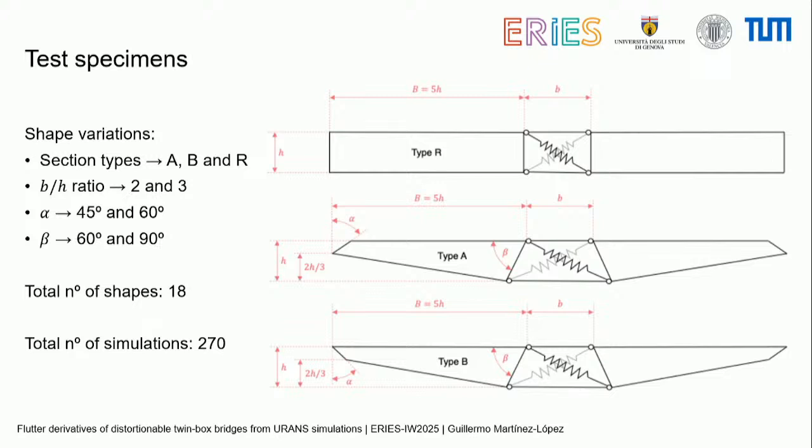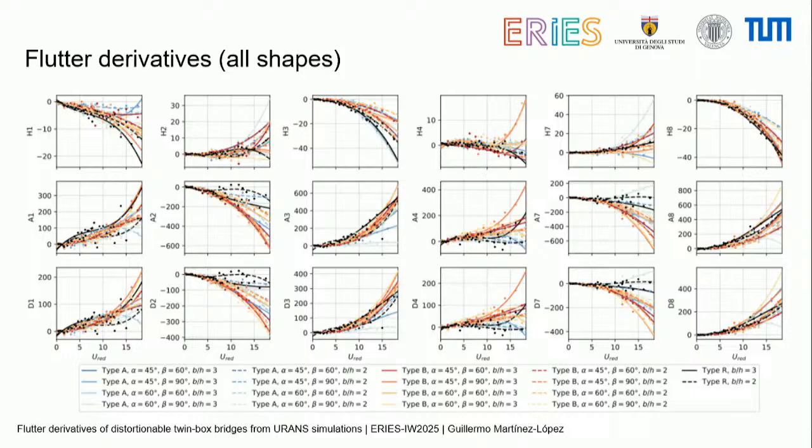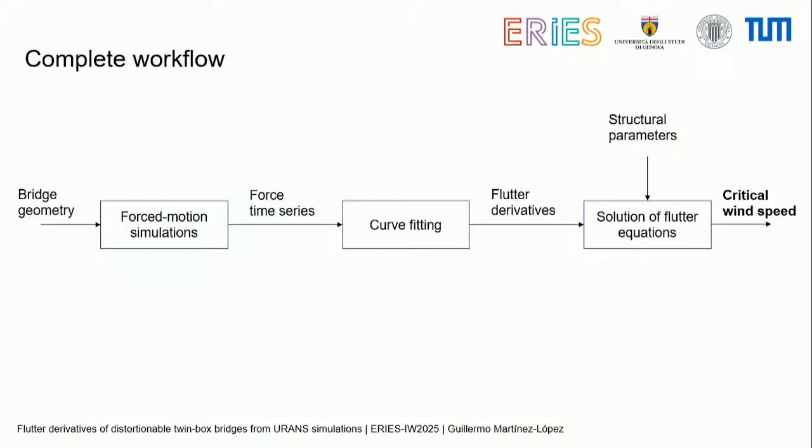And of course, if you have 270 simulations, the result is a lot of points and a lot of lines. And I think you will all agree that it makes no sense to talk about derivatives anymore. These are different shapes, so the comparison between derivatives is not meaningful. They, of course, will be different. And we need to go one step further and start talking about the critical wind speed, not the derivatives themselves. So we want to complete this extra step.